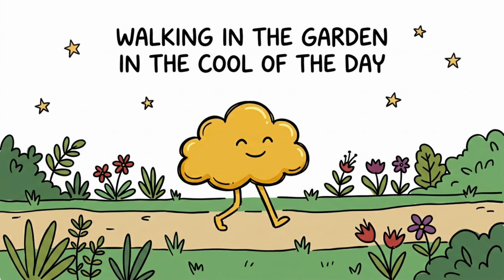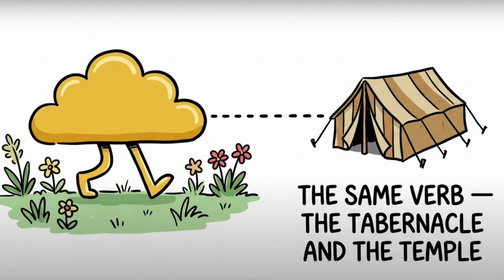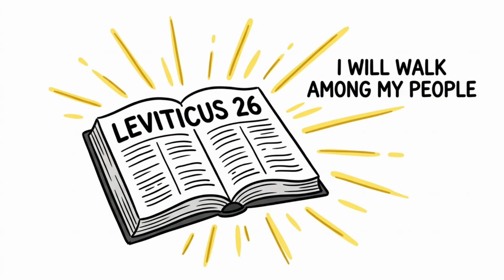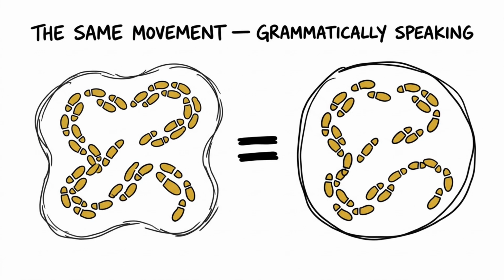Genesis 3 says, "He was walking in the garden in the cool of the day." The Hebrew verb for walking there is a very particular form. And scholars have noted that the exact same verb form is used later in the Old Testament to describe God's presence in the tabernacle and in the temple. In Leviticus 26, God says he will walk among his people. In Deuteronomy 23, the same verb describes God's presence in the camp. The movement of God in the garden is, grammatically speaking, the same movement of God in his holy sanctuary.